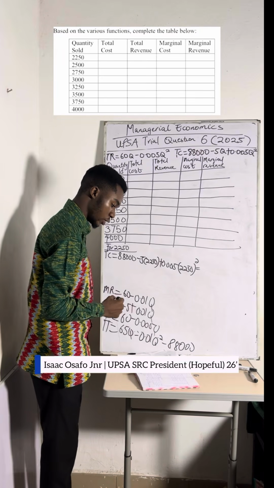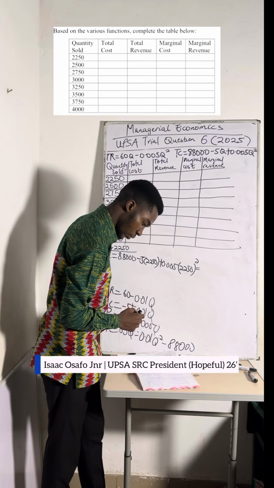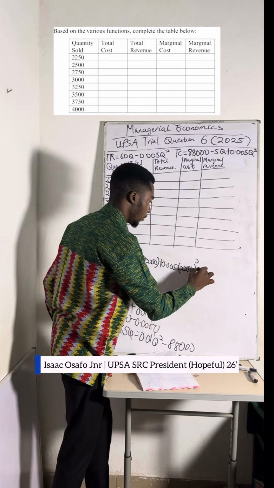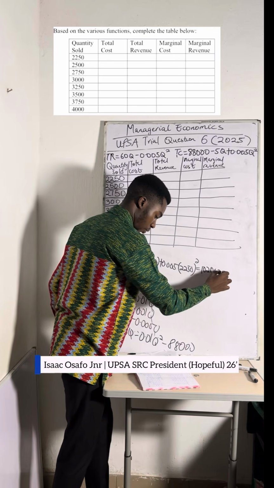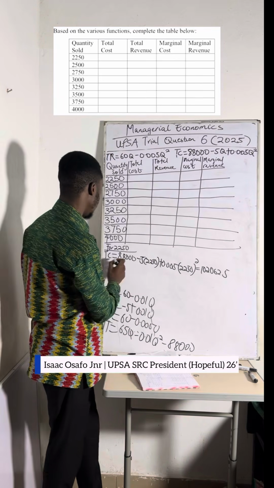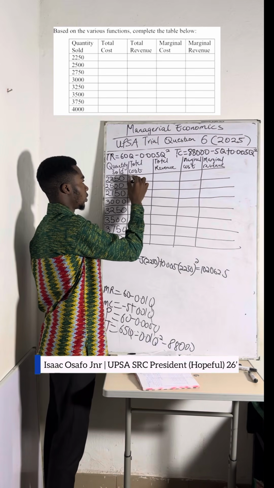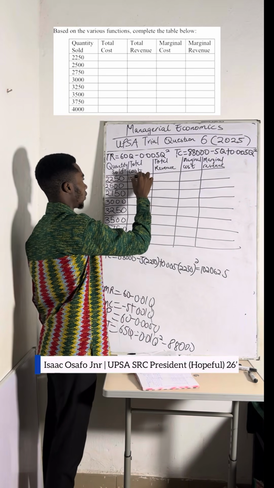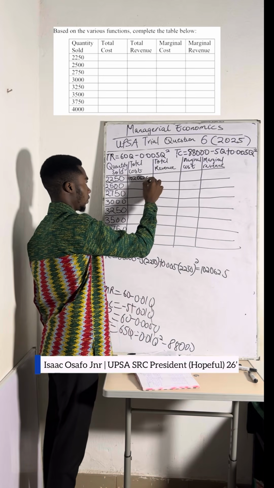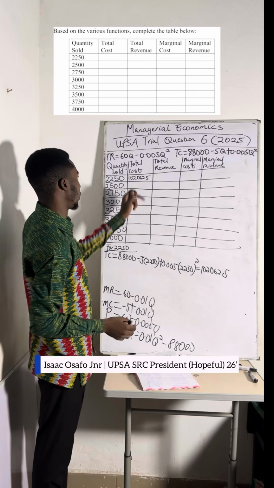I think when you do that, you should be getting 102,062.5. Right. So that's the value for the total cost for 2250. There's a decimal point here. You get it. So that's how we do it for the total cost.